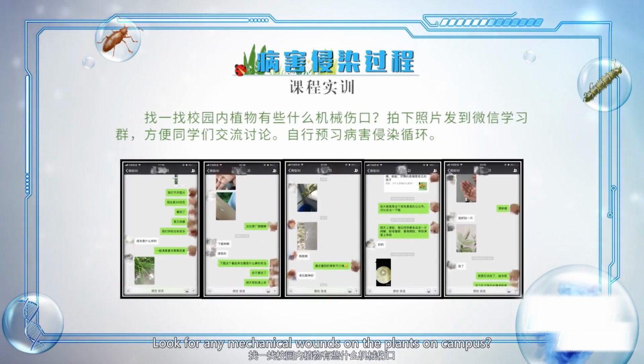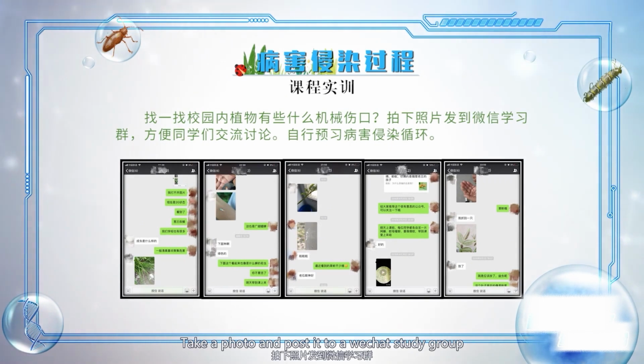Look for any mechanical wounds on the plants on campus. Take a photo and post it to a WeChat study group for students to communicate and discuss. At the same time, self-study the disease infection cycle.